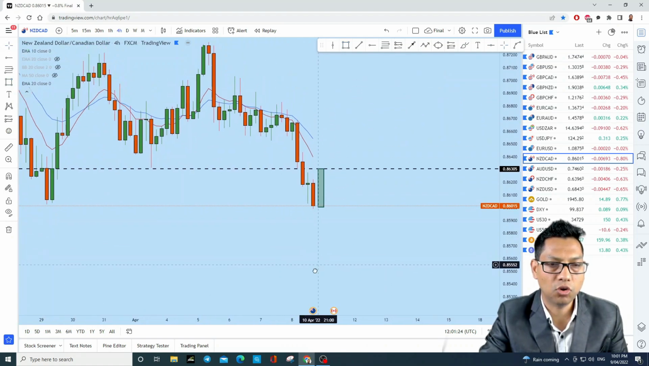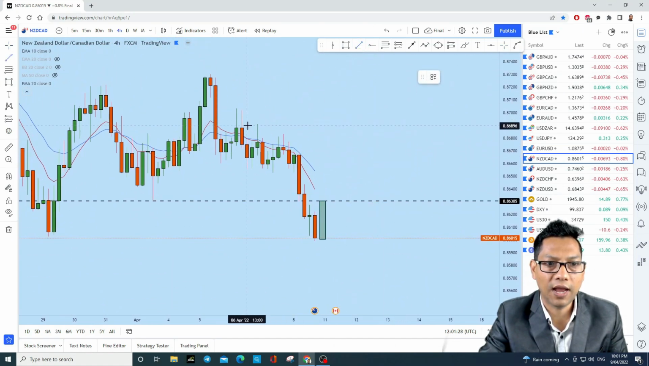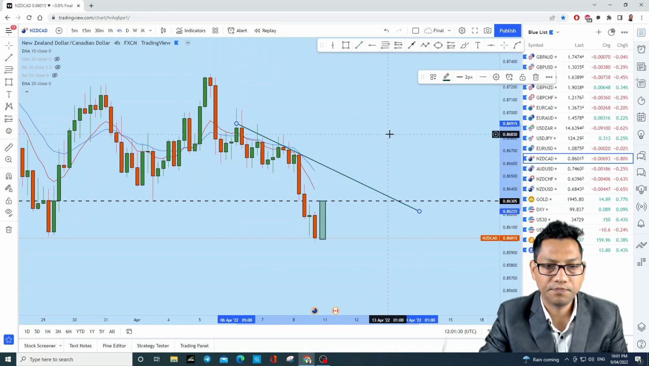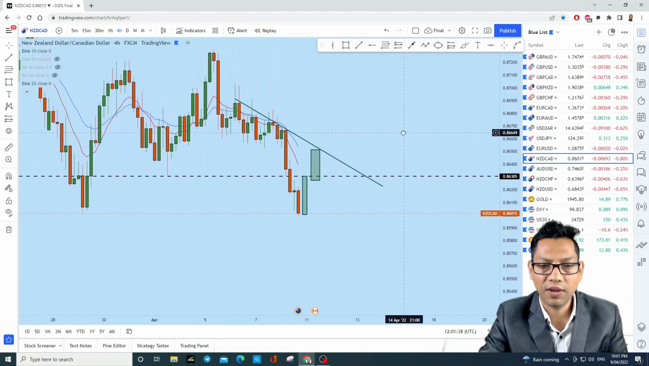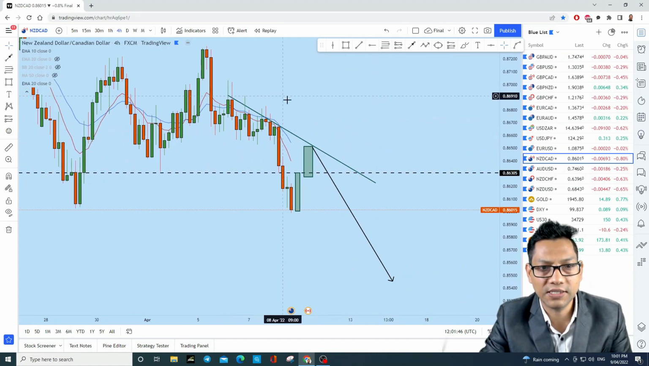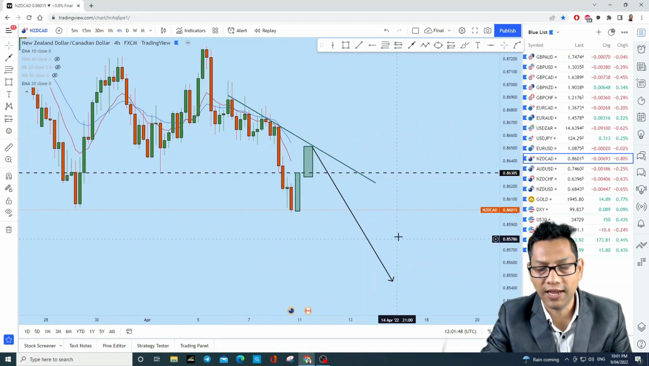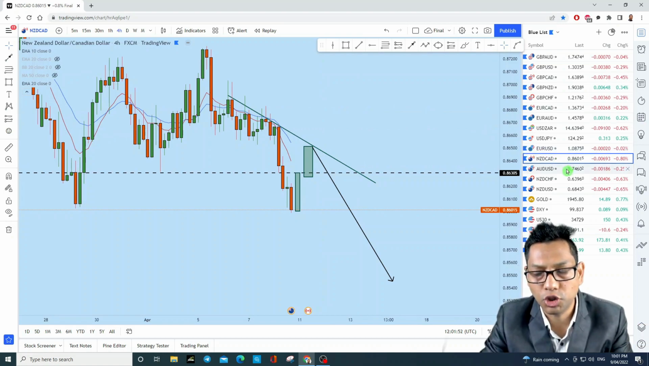So let me draw this one here. So it could even rise to test this trend line. In that case we might see a couple of candles created to the upside on the lower time frame, and then I will be looking to trade NZDCAD to the downside. So this is the high area of value, and I think that NZDCAD may do like that. So this is the zone that I will be waiting for a shorting opportunity.